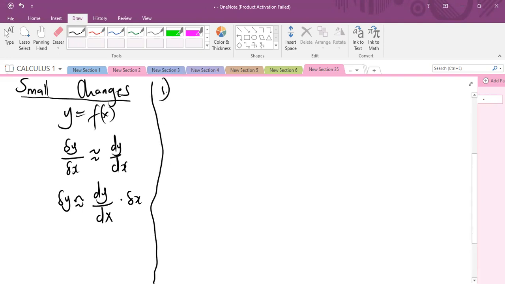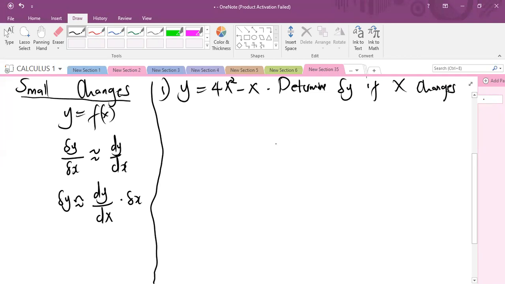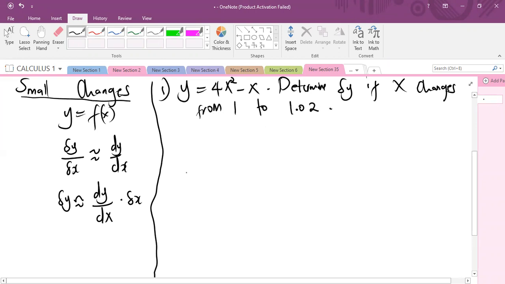So let's take up an example. Given y is equal to 4x squared minus x, determine the approximate change in y if x is changing from 1 to 1.02. Now solution.